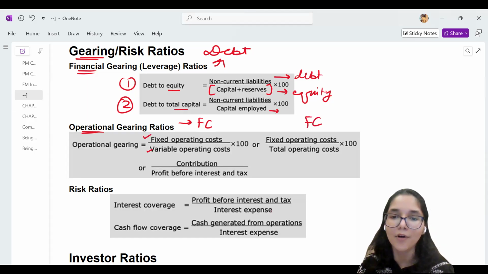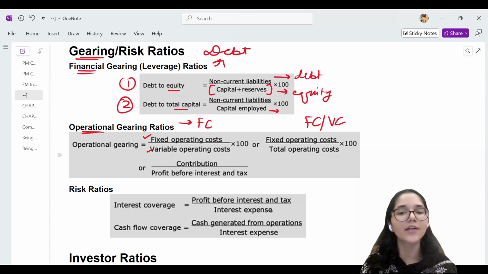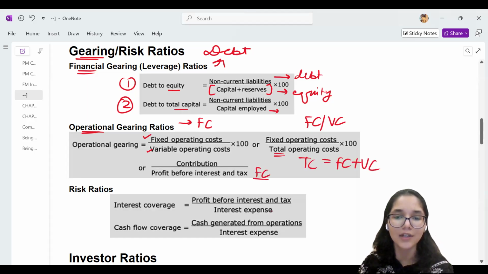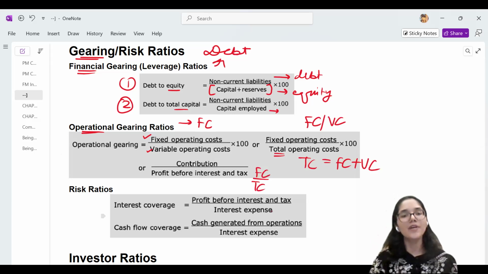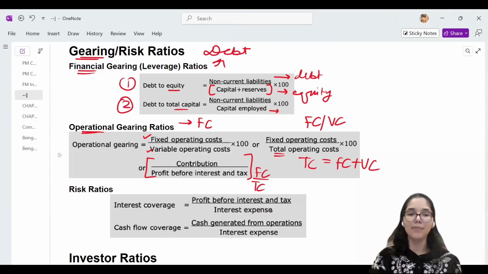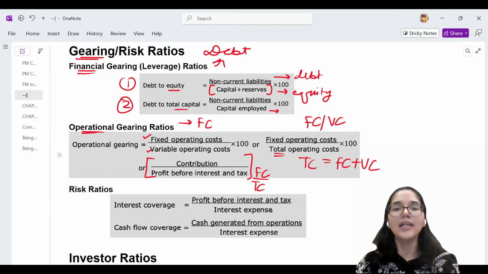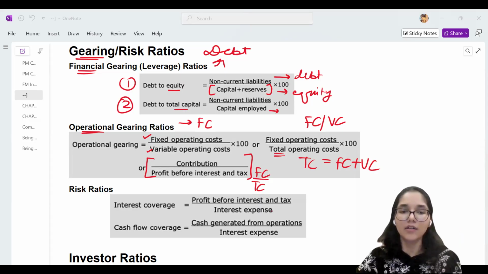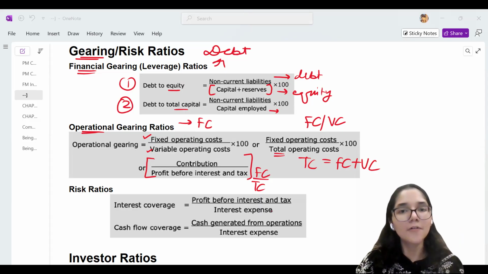So FC upon VC, this is the first formula. The second formula is you take the fixed cost and you divide by the total cost. What is the total cost? Total cost will be fixed cost plus the variable cost. So the second formula is you take the fixed cost and you divide that by the total, which will be fixed as well as variable cost. And the third formula is you can also take it as contribution upon PBIT. So these are the three formulae which will let you know that if the company has, let's suppose, a total of 100 costs, how much of that is a fixed cost?